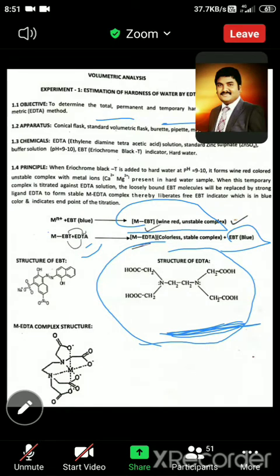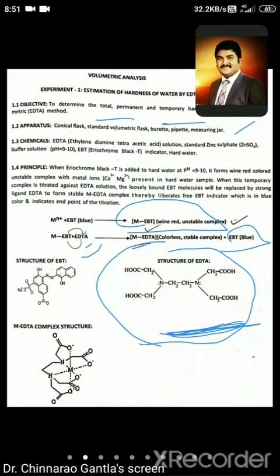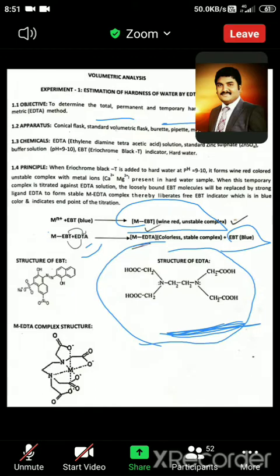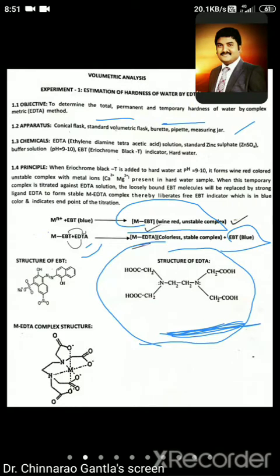What is the basic principle? Anybody, please? Anybody from girls and boys?